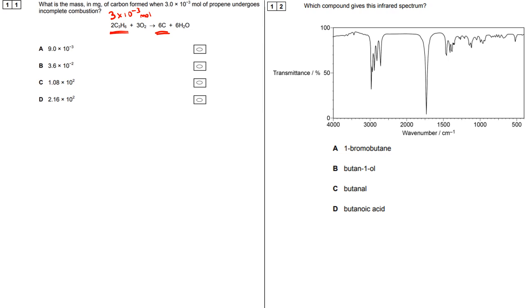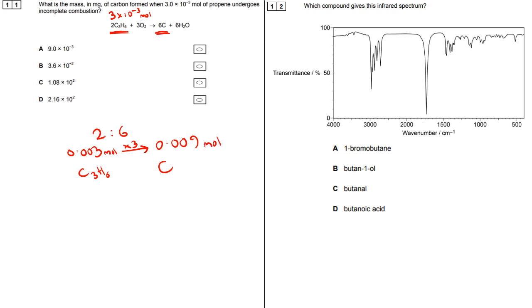So firstly, if you know the moles of your reactant, you can work out the moles of any other chemical in the equation using the stoichiometric or the balanced equation ratio. So we've got a 2-to-6 ratio there. So if you've got 0.003 moles of propene, C3H6, that means we're going to have to multiply that by 3, 2-to-6 or a 1-to-3 ratio, to work out the moles of carbon. So 0.003 times by 3 gives us 9 times 10 to the minus 3 moles.